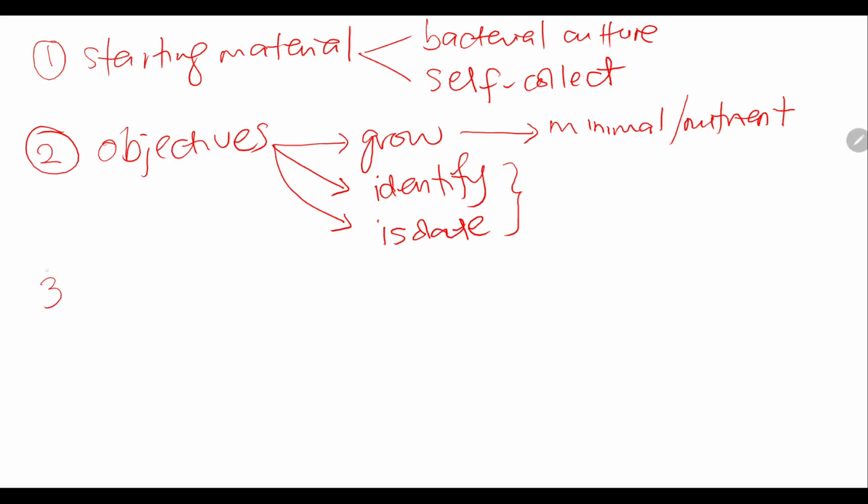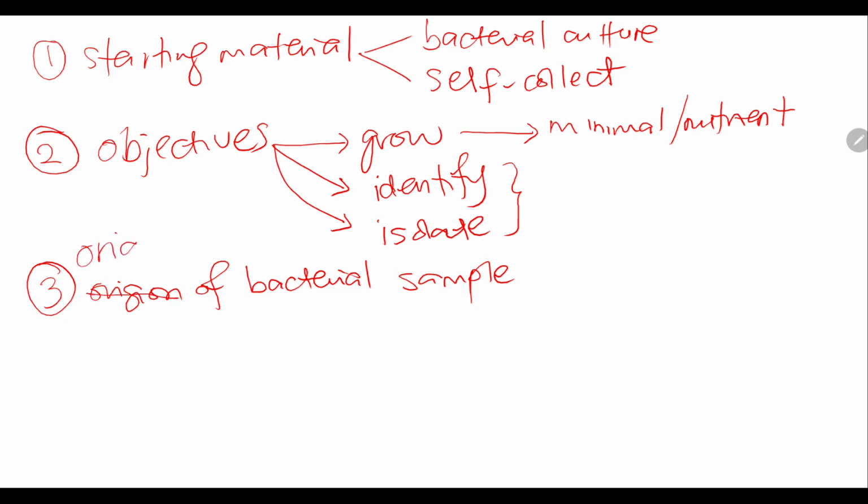Okay, and the third factor is the origin of bacterial sample. The importance of us knowing the origin of bacterial sample is that from there we can do a literature review on what are the common types of bacteria that are usually present in that bacterial sample.